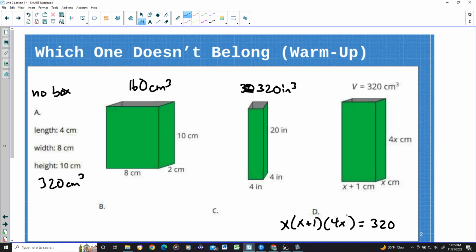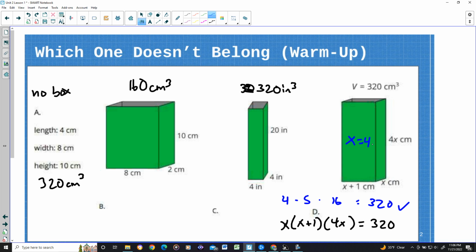Well, the first thing we could do is just try a few numbers. Let's try 2. If x is 2, you'd have 2, 3, and 8. 2 times 3 is 6, times 8 is 48. No, that's not going to work. So x is not 2, and is probably going to be higher than 2. Let's try 4. 4, 5, and 4 times 4 is 16. 4 times 5 times 16 is 320. Okay, perfect. We did it. Not too hard to guess there. So x is 4.